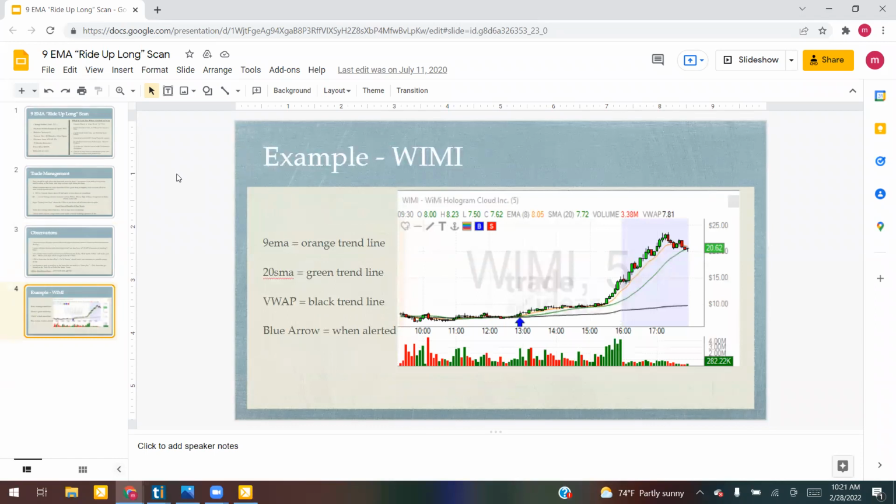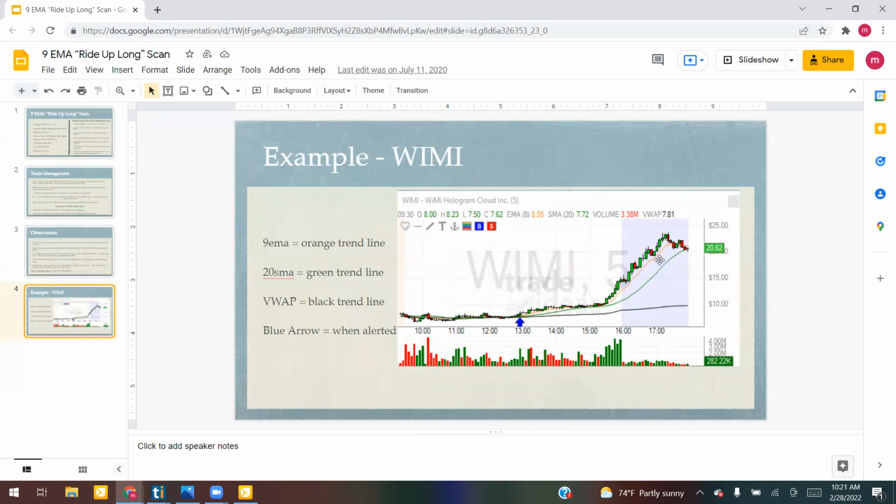And here's an example of a 9 EMA play. It alerted at this blue mark. Okay, we see that it has been honoring the 9 EMA. I wouldn't enter it at 1300, 1 o'clock. I want to see it honoring the 9 EMA. So I might enter it at around 1:20, 1:30, because I see that it's honoring the 9 EMA. And then you have a nice trend up all day. And notice at no point did it close under the 9 EMA.